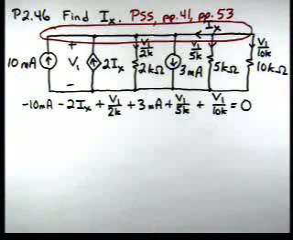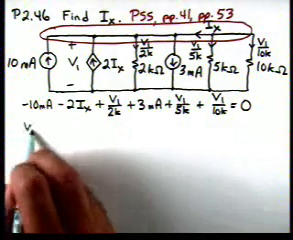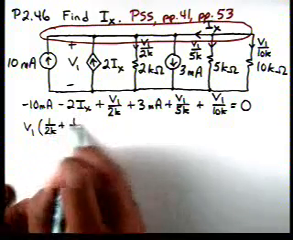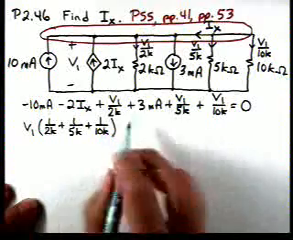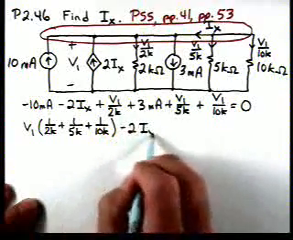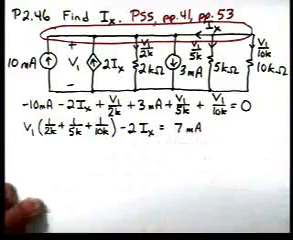Now let's collect terms: V1 times 1 over 2K plus 1 over 5K plus 1 over 10K minus 2Ix is equal to 7 milliamps. So that's just collecting terms.